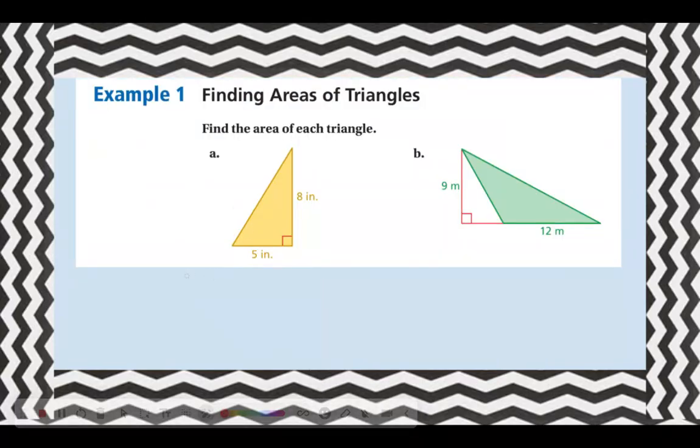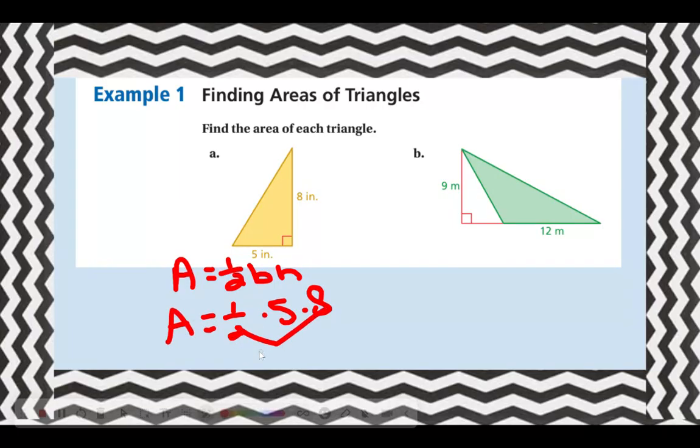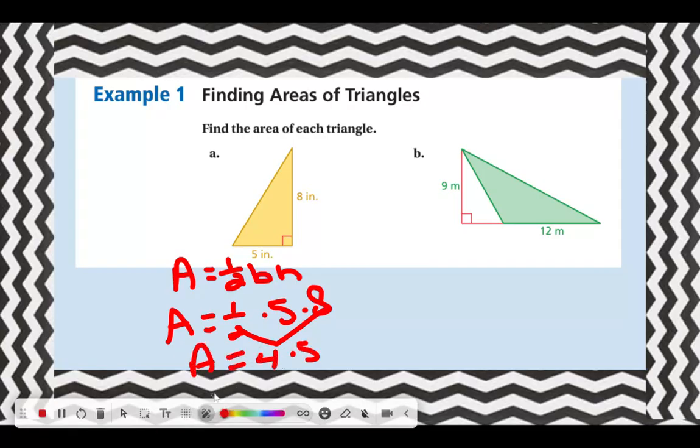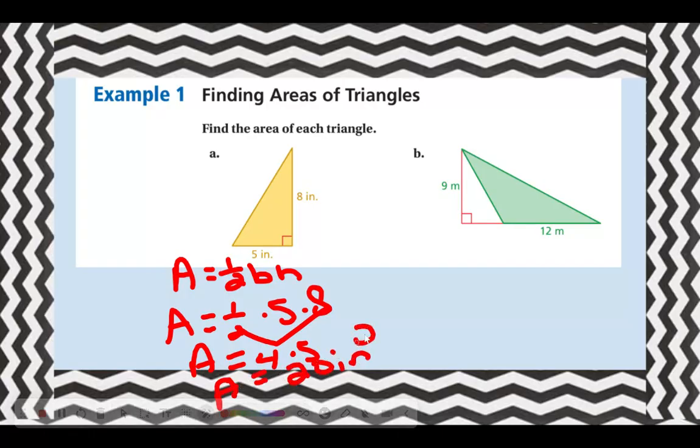Okay, so as soon as I see the shape, I'm finding area, I write what formula I need. So area equals 1/2 times base times height. So 1/2 times 5 times 8 will equal the area. So we can do 1/2 of 8, which is 4. And then 4 times 5 is 20. So the area of this figure is 20 inches squared.